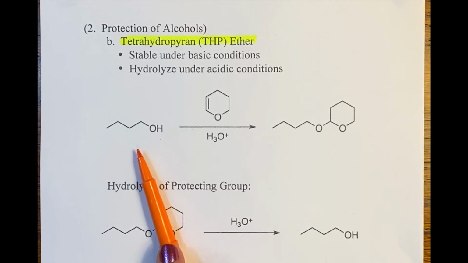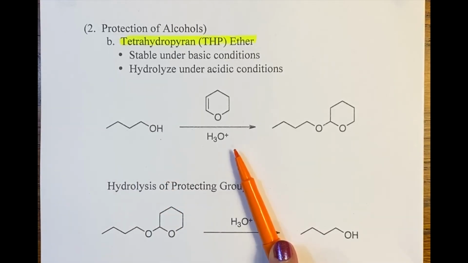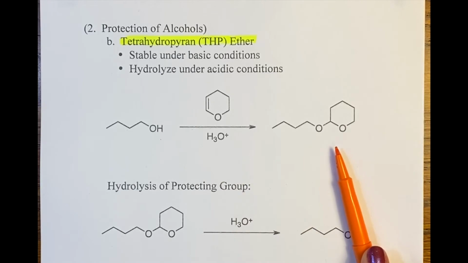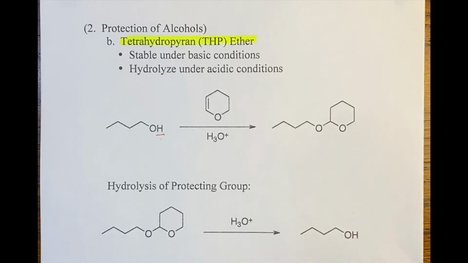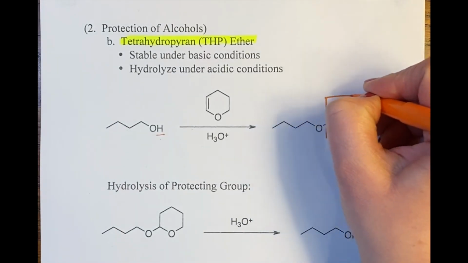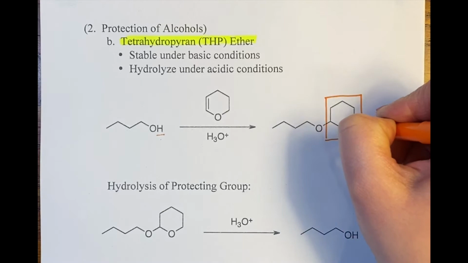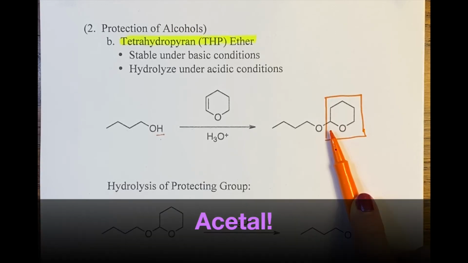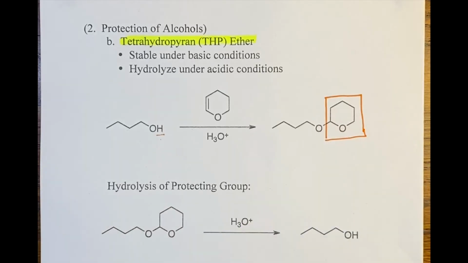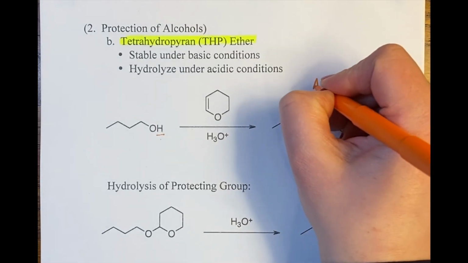I'm going to take my alcohol, I'm going to treat it with dihydropyran in the presence of acid, and I'm going to make my protecting group. So what I've done is I've replaced this hydrogen on my alcohol with this giant THP group. What functional group is present right there at that carbon? It's an acetal. So I've used my alcohol in combination with my dihydropyran molecule to make an acetal functional group.